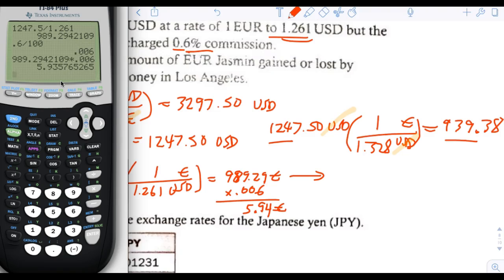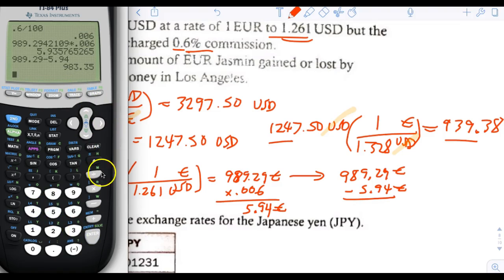In that case, we're going to take our amount, 989.29 euros, and we're going to subtract 5.94 euros, and then we're going to get 983.35 euros.